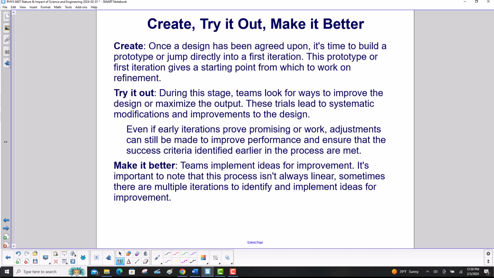And finally, make it better. Teams implement ideas for improvement. It's important to note that this process isn't always linear. Sometimes there are multiple iterations to identify and implement ideas for improvement.